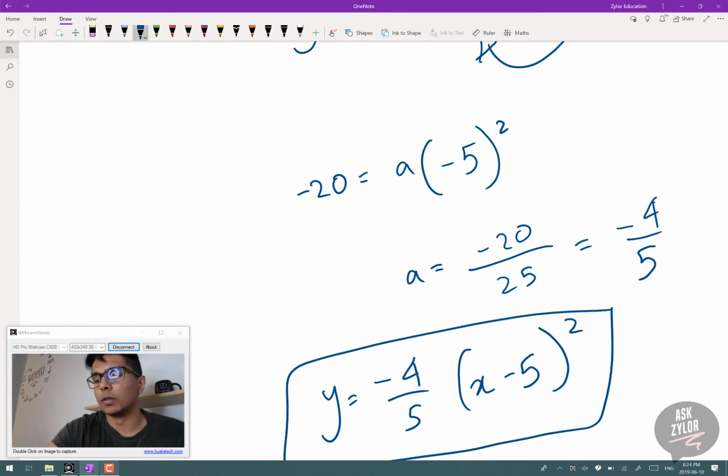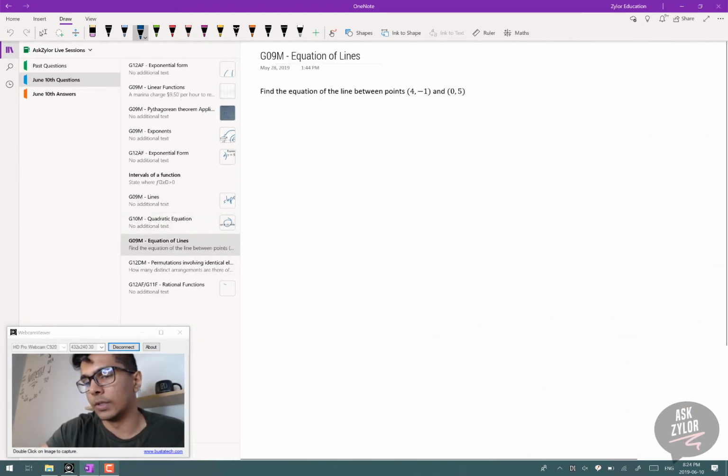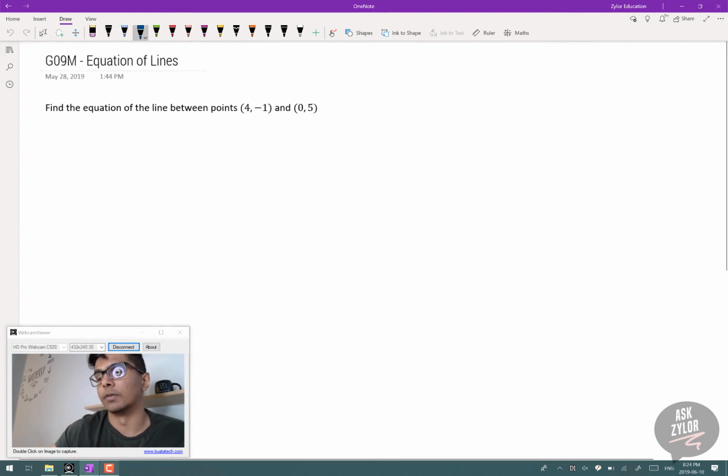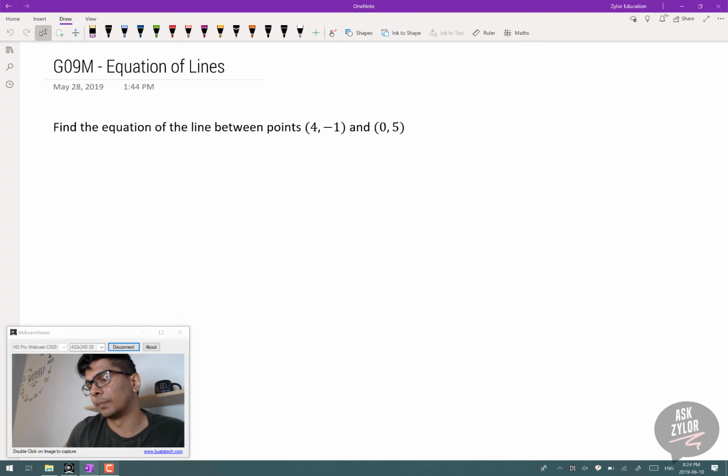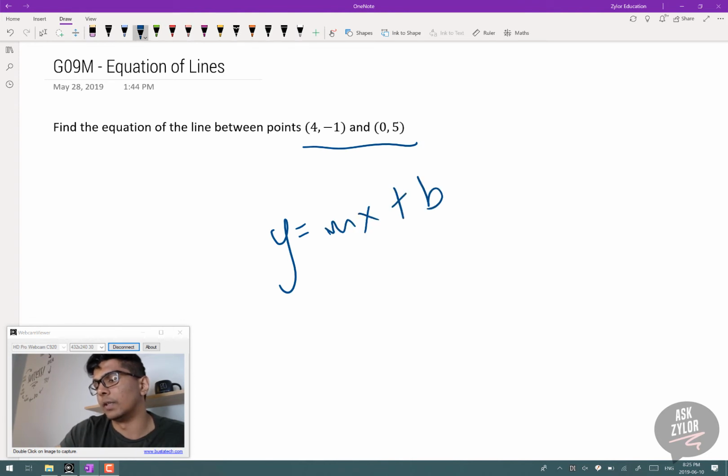Okay, so let's go ahead and do another question. So again, still dealing with equations of lines. So they're telling us to find the equation of the line between these 2 points. Okay, so we have (4, -1) and (0, 5). So the equation of the line again is y is equal to mx plus b. We need to find the slope and the y-intercept.